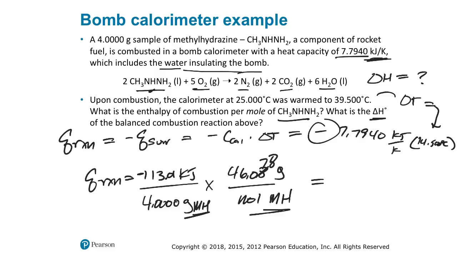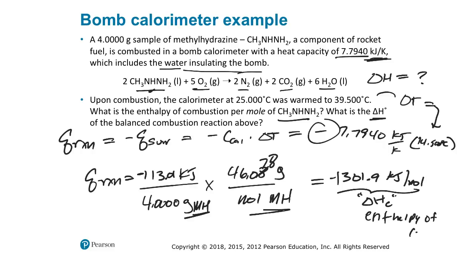So we're going to divide this by 4 and then multiply that number by 46.078, the molar mass out to as many digits as I can write it. So I get minus 1301.9 kJ per mole of methyl hydrazine. This is the delta HC, sometimes we call it, the enthalpy of combustion of the compound. So when the compound combusts, we get 1301.9 kJ given off per mole of the compound that combusts.